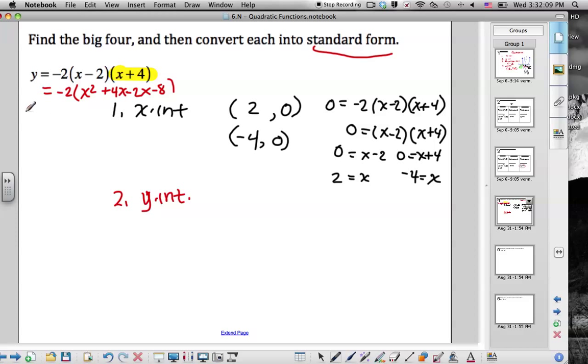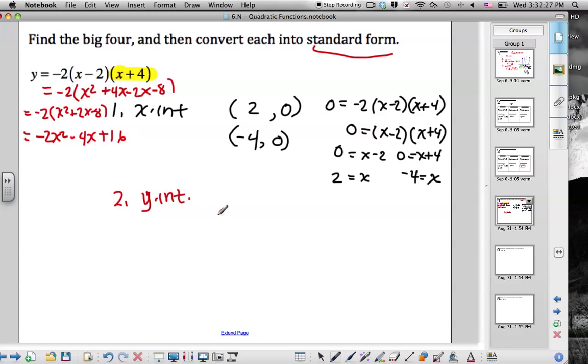Okay, I'm going to multiply everything by -2. Well, first I'm just going to simplify really quick: x squared plus 2x minus 8. All right, so now I have -2x squared minus 4x plus 16.